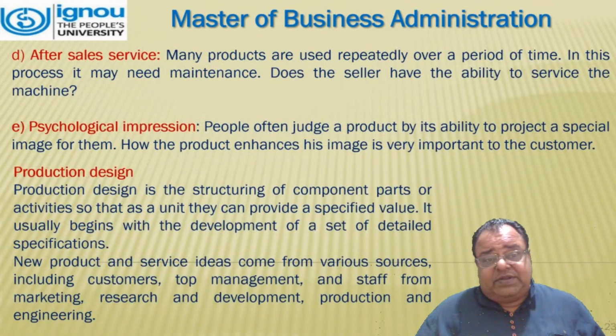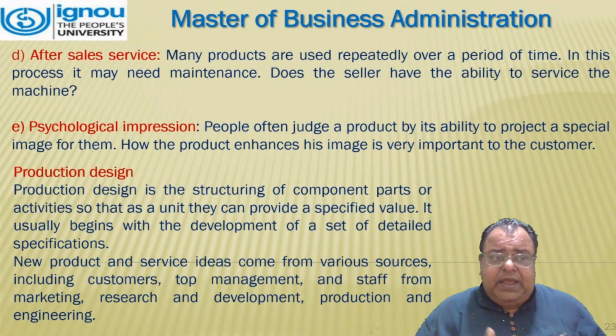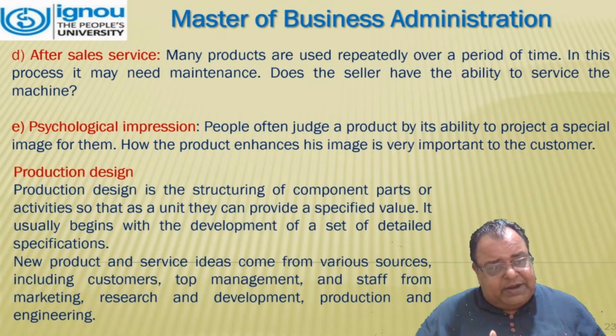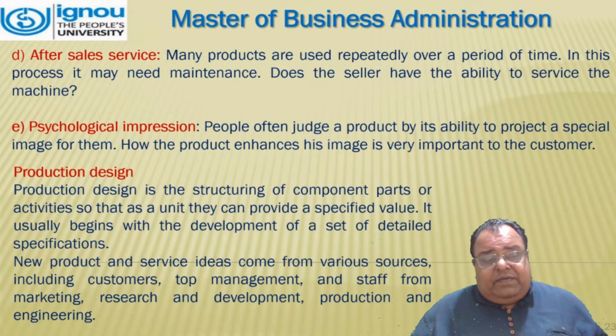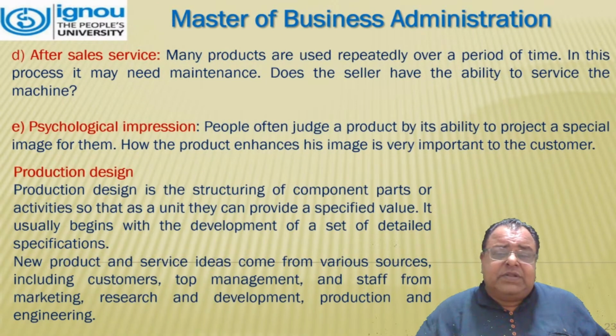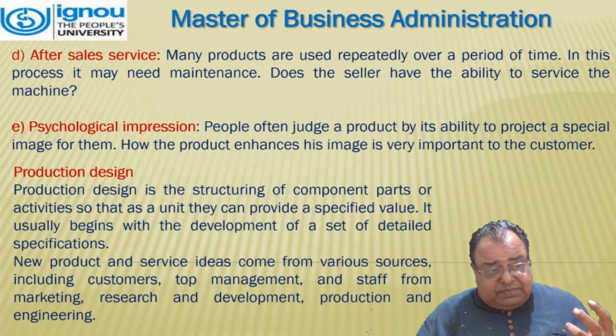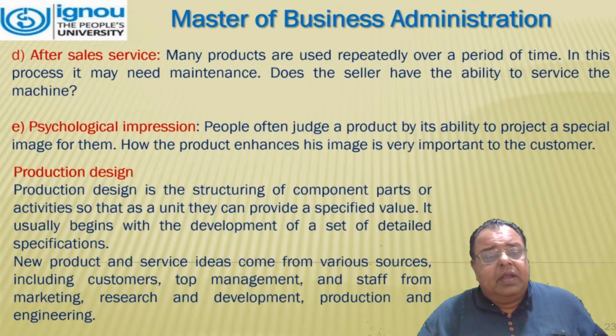After sales service. Many products are used repeatedly over a period of time. In this process, it may need maintenance. Does the seller have the ability to service the machine? Fifth one is psychological impression. People often judge a product by its ability to project a special image of them. How the product enhances its image is very important to the customer.